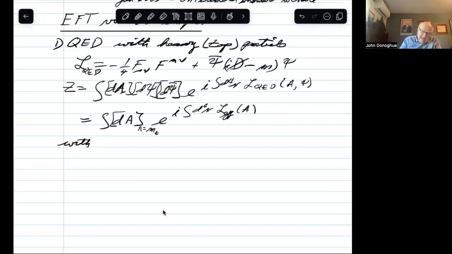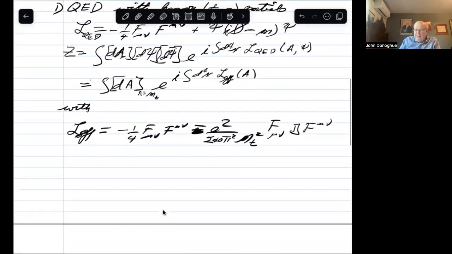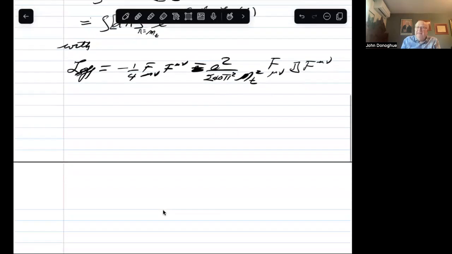And the answer is going to be the effective Lagrangian is minus a quarter F mu nu squared, the same thing. And then it's minus e squared over 240 pi squared m top squared F mu nu box F mu nu. So there's the effective Lagrangian that we'll get out. And the process of doing that gives us a few lessons about effective field theories.